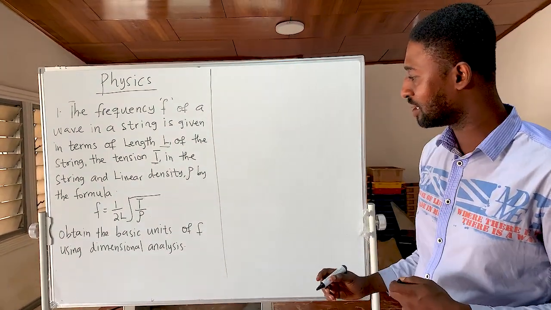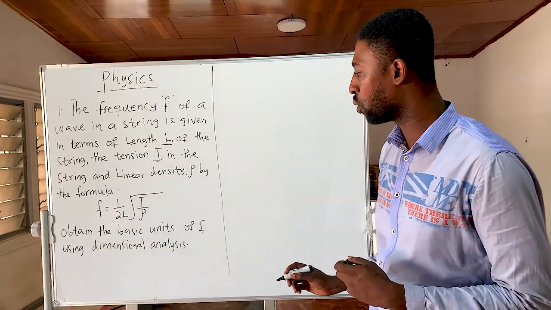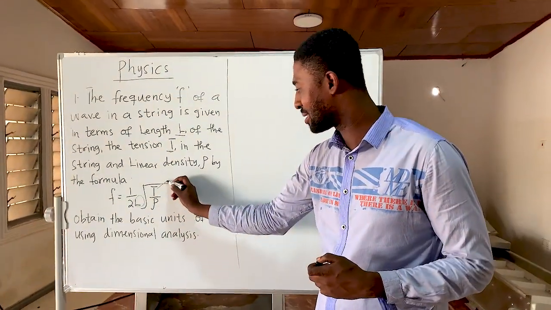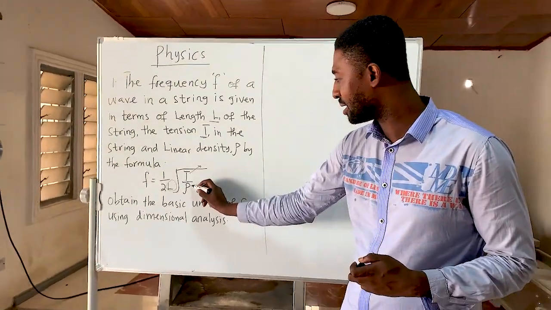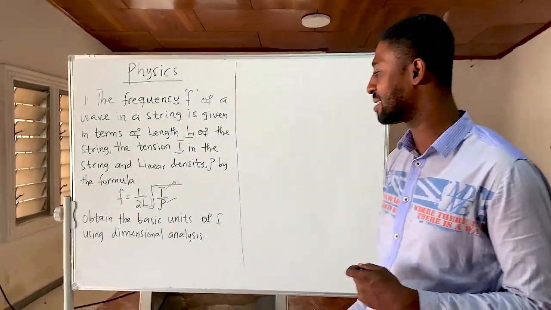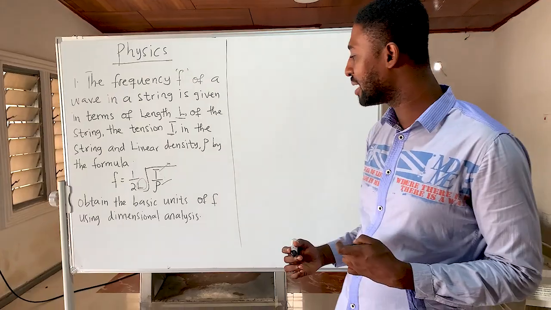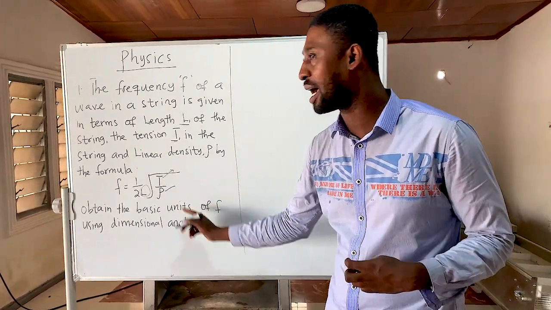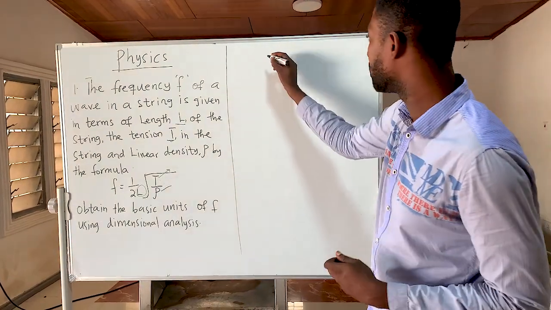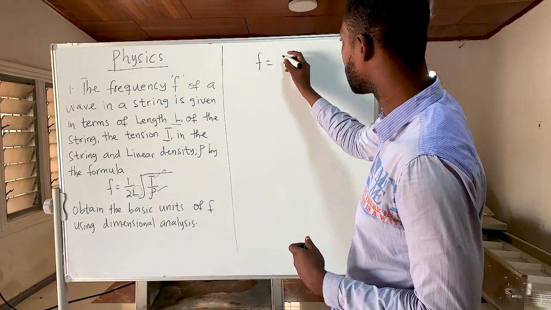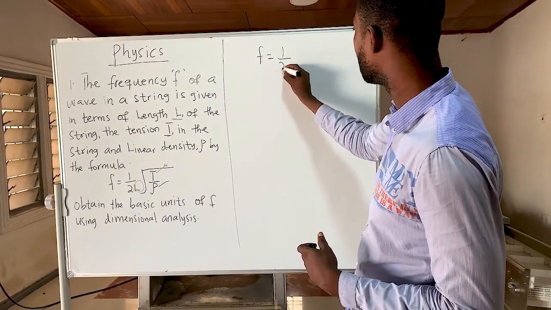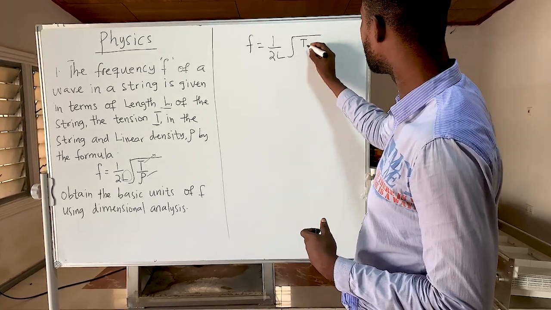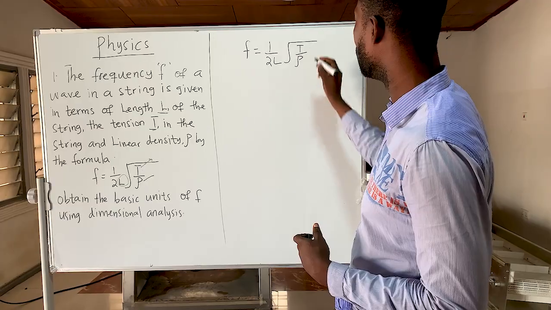F equal to 1 over 2L root T over rho, whereby this L is representing length, this is tension, which is a force, and this is rho, which is linear density. We are supposed to obtain the basic units of F, which is frequency, using dimensional analysis. So this is the question given: F equal to 1 over 2L root T over rho.